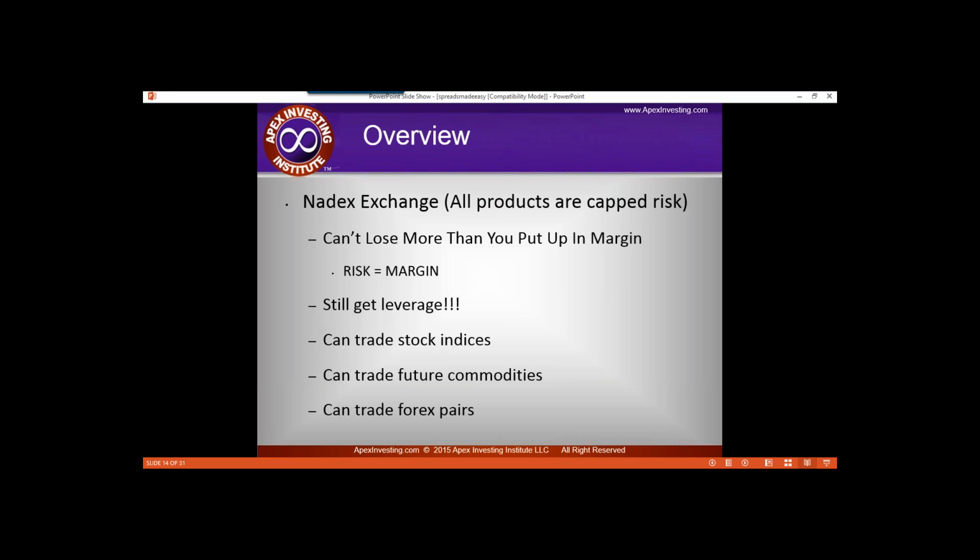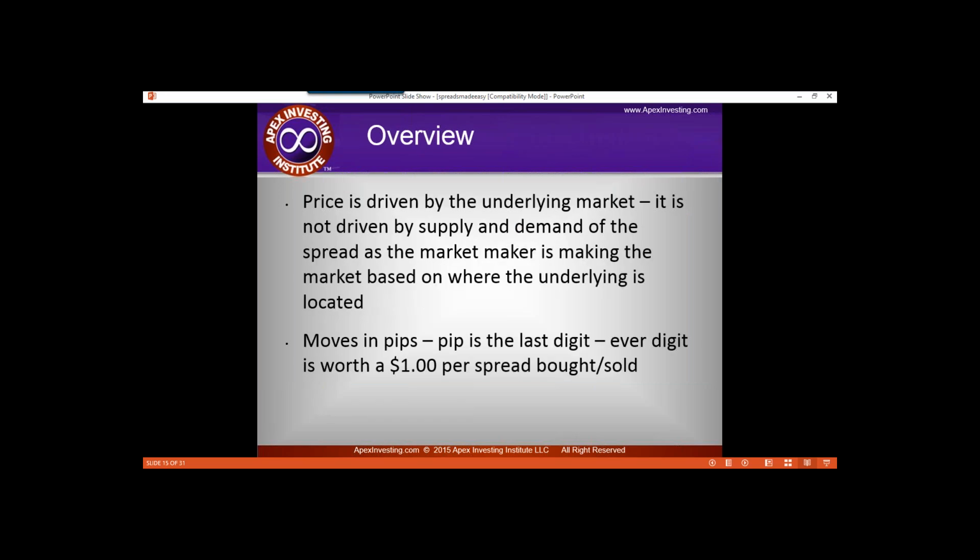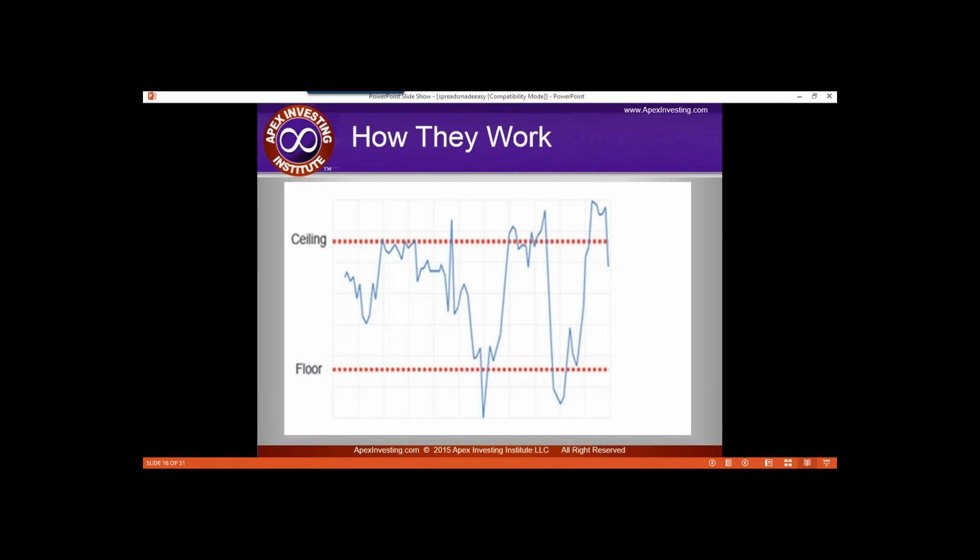With Nadex, all products are capped risk. You can't lose more than you put up in margin. Your risk is your margin, but you still get leverage. You can trade stock indices, futures commodities, or Forex pairs. The price is driven by the underlying market. It mirrors the underlying market. It's not driven by supply and demand. So it moves in pips. A pip is the last digit quoted, and it's worth $1 per pip. So let's put it all together here.